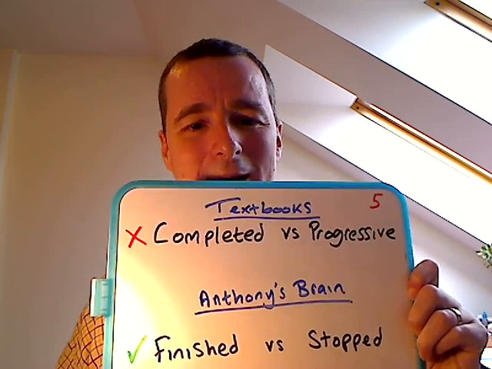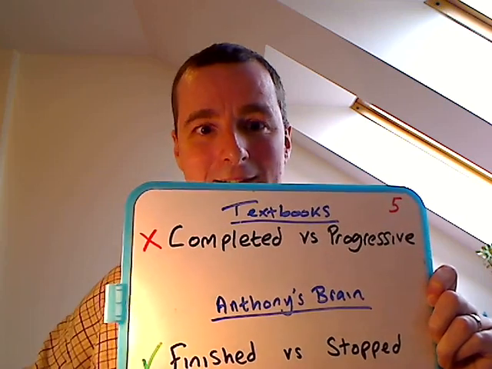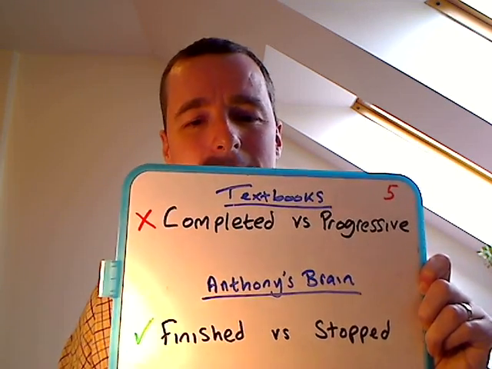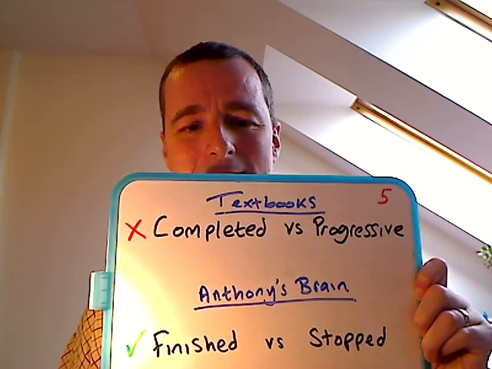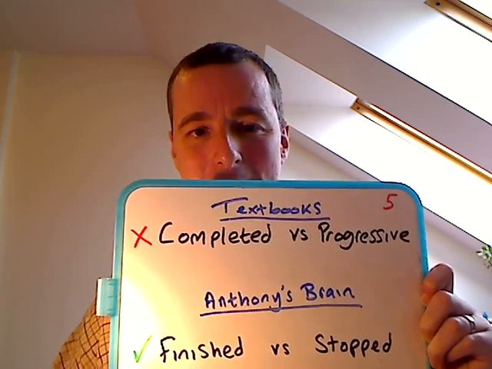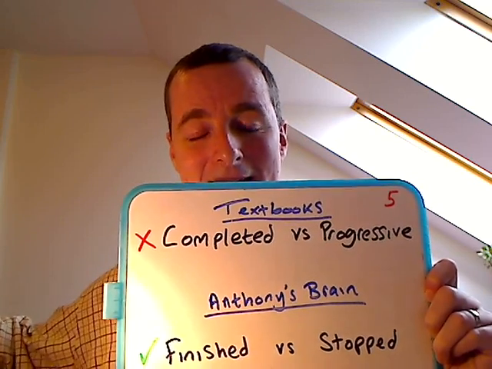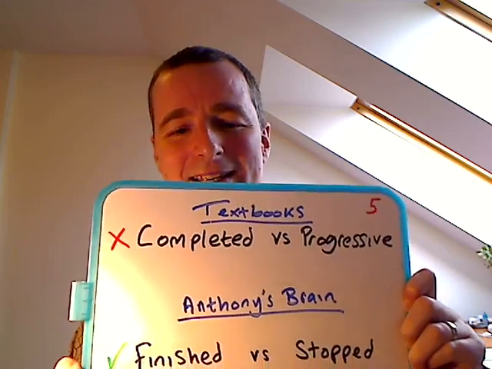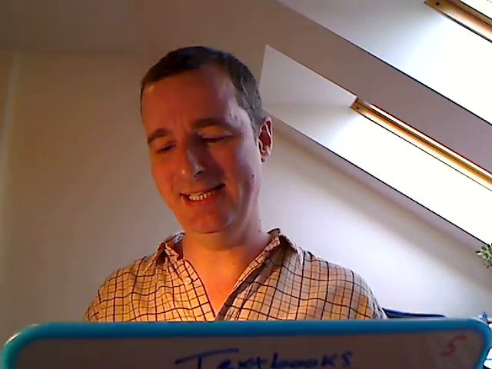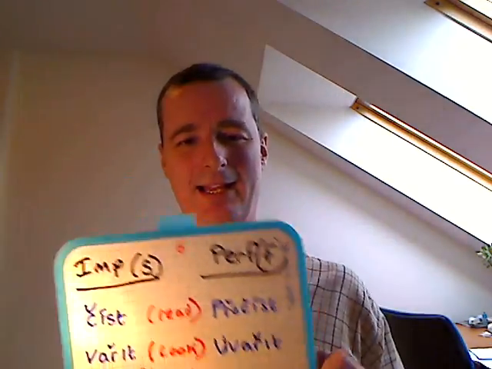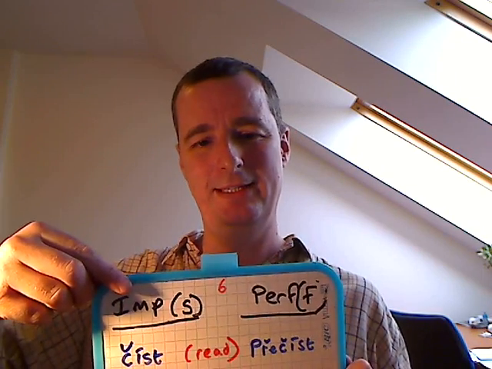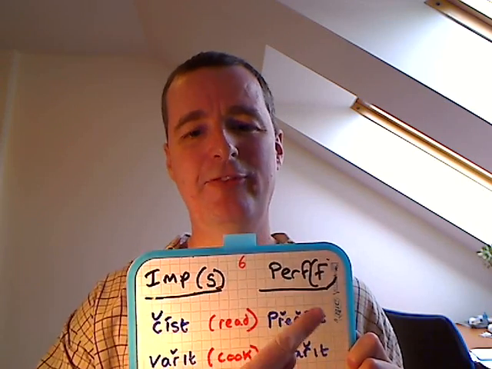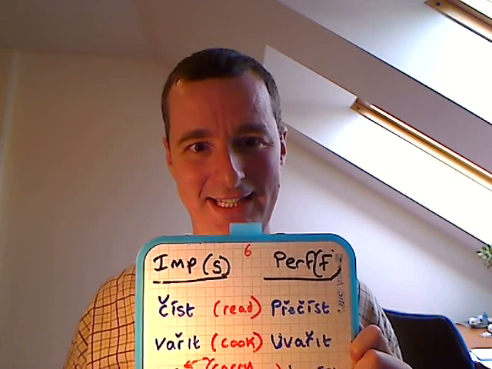So tomorrow I will cook dinner. Well, I'll cook it and then finish cooking it. So that would be finished. Or next month I will cook dinner. Well, if we're talking about doing it many times, I'll keep cooking and then just stop cooking after I've cooked for many, many occasions. So finished versus stopped, that's the way I see it. And so imperfective is related to stopped, at least in my brain, and perfective is related to finished.